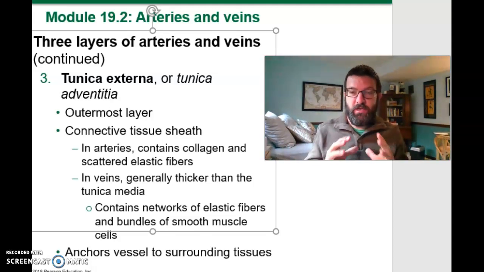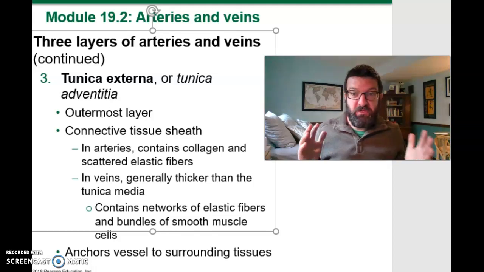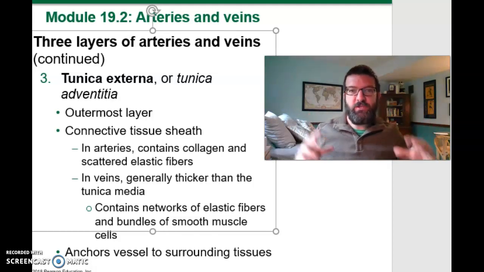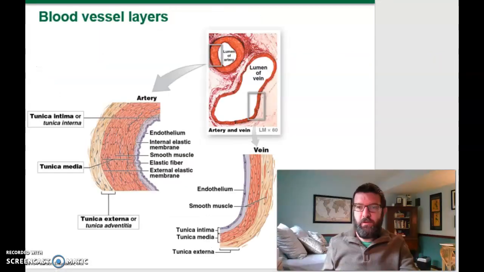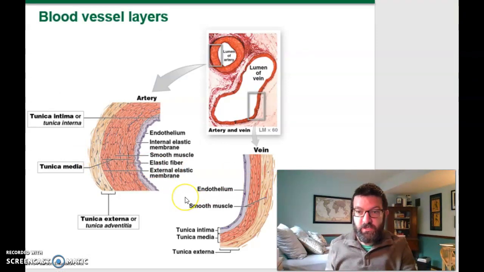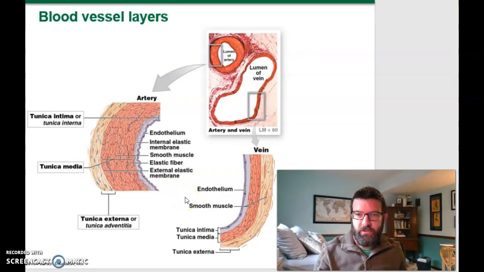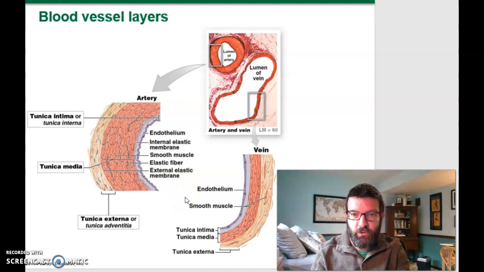So the inside is the tunica intima, or sometimes it's called the tunica interna. The middle is the tunica media, which just means middle, right? And then the outside is the tunica externa, or tunica adventitia. And while both arteries and veins have the same 3 layers, they look a little bit different. And if you're looking at them under a microscope, you can see. So arteries have a much thicker layer of muscle than veins. And they also have much more elastic tissue in there, many more elastic fibers.